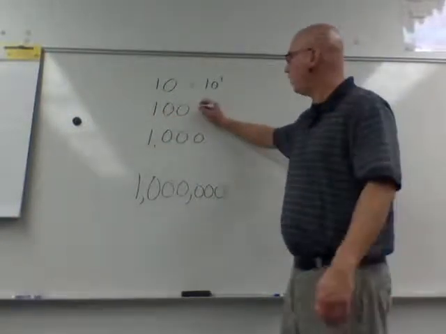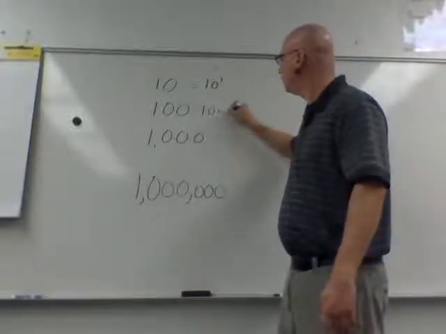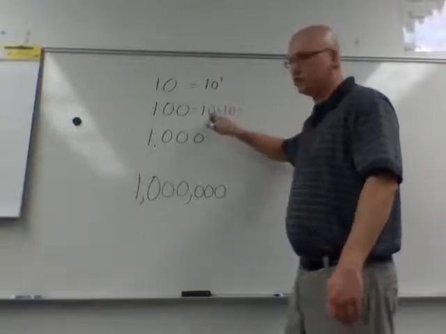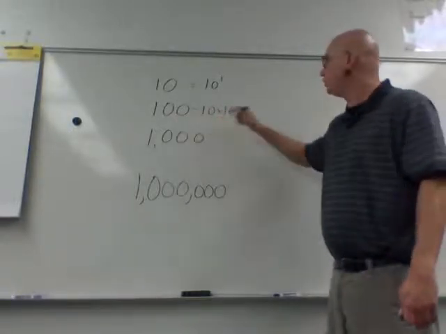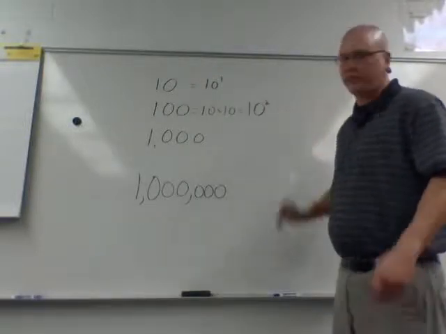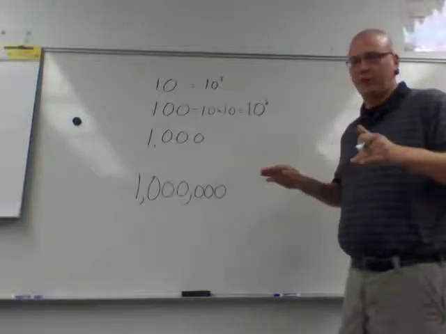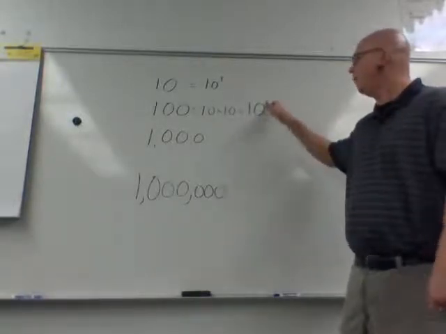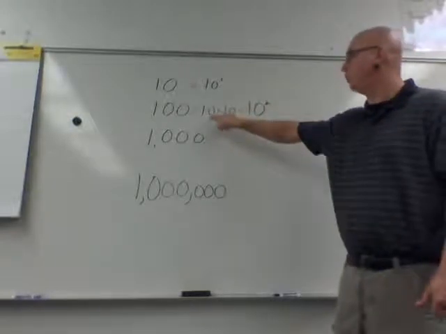In 100, there are two groups of 10, which is why 10 times 10 equals 100. To show that as an exponent, we say 10 to the second power. And an easy way to check to make sure you've got your exponents correct, in 10 to the second power, there are two zeros. Here there are two zeros.